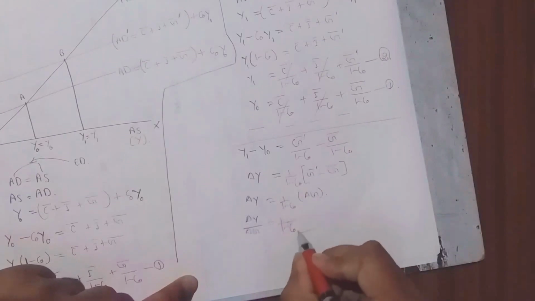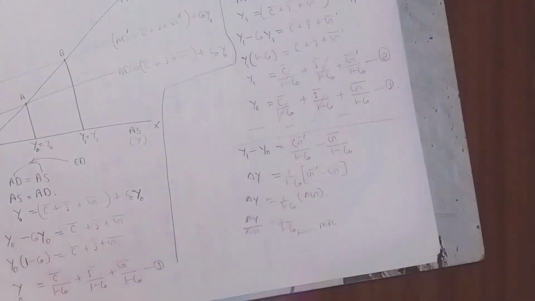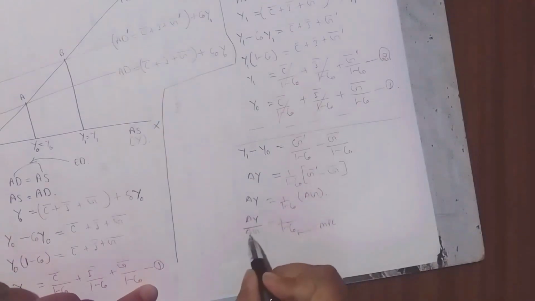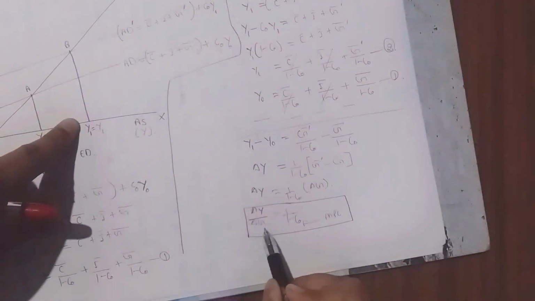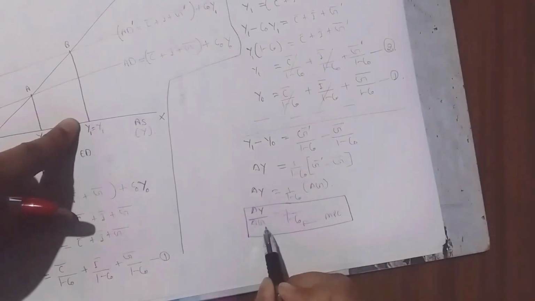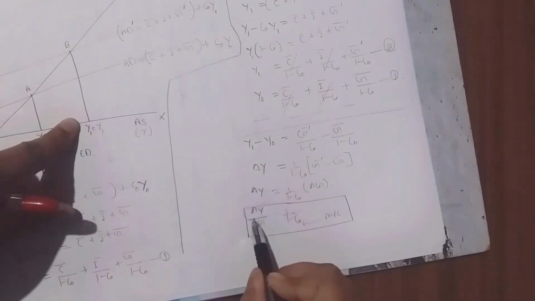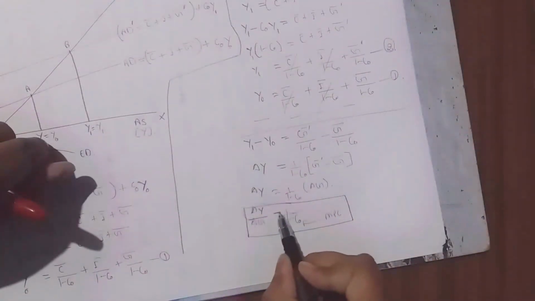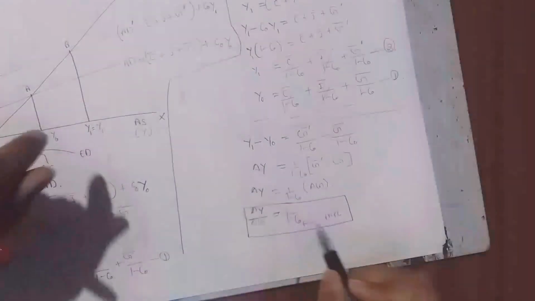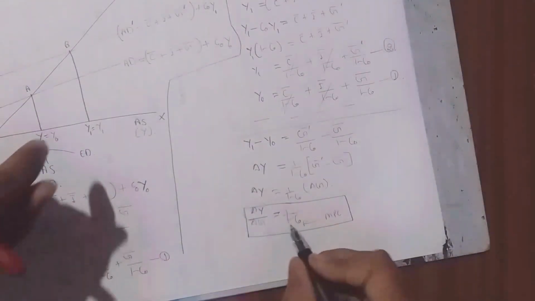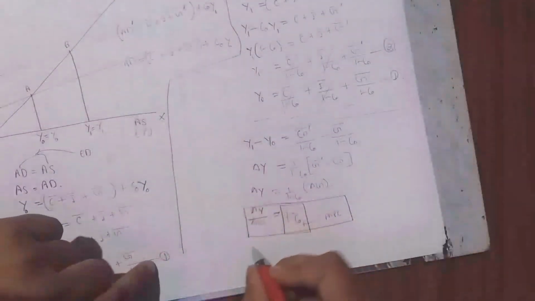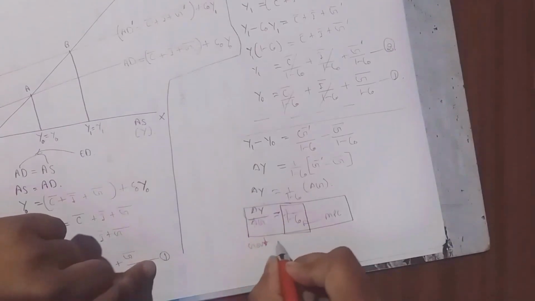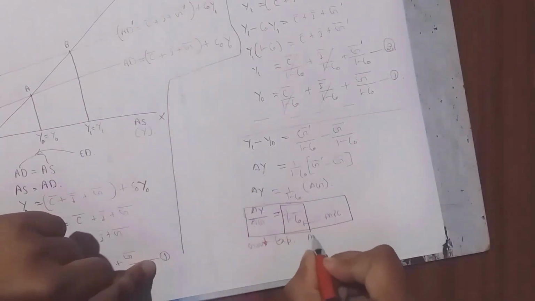Here see, this is MPC, marginal propensity to consume, and this equation shows change in government expenditure leads to change in level of income, national income. How much? 1 upon 1 minus MPC, marginal propensity to consume. This is called the government expenditure multiplier.